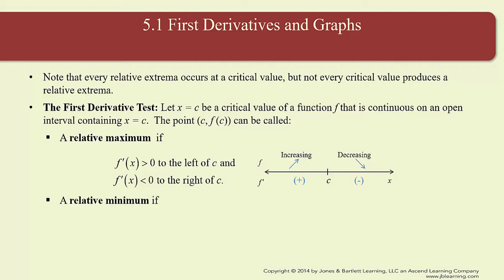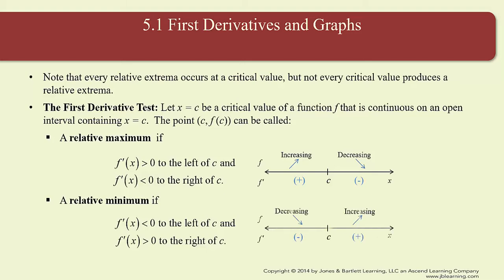Similarly, you have a relative minimum if the derivative is less than 0, negative, to the left of c, and the derivative is greater than 0, positive, to the right of c. So the sign diagram for that would look like this. And I think it's visually apparent when we can determine where the function's decreasing and increasing. We'll know if we have a maximum or a minimum.